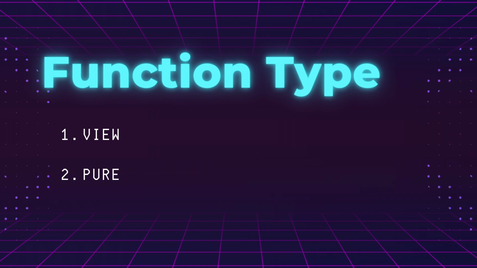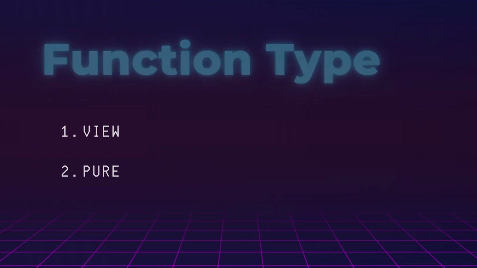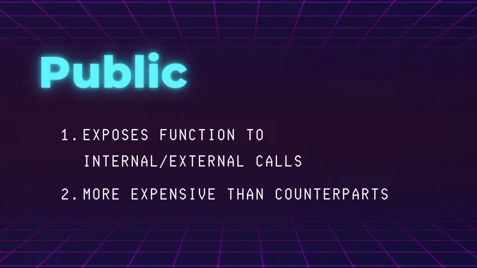Next, in the syntax, we have returns with comma separated data types for returned values. Let's start with the scope. First, we have public. This exposes your function to internal as well as external calls and is usually more expensive than either of the counterparts.